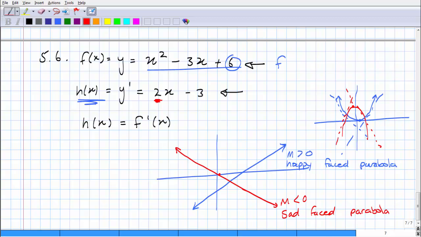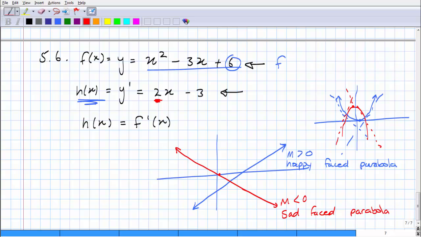If you read the memo, it says f is decreasing on the left and increasing on the right, which is exactly what we explained. It's decreasing over here but increasing over there. I don't know if I can erase these lines here. So it is decreasing and then increasing. It's a happy face because we have a positive gradient over there.